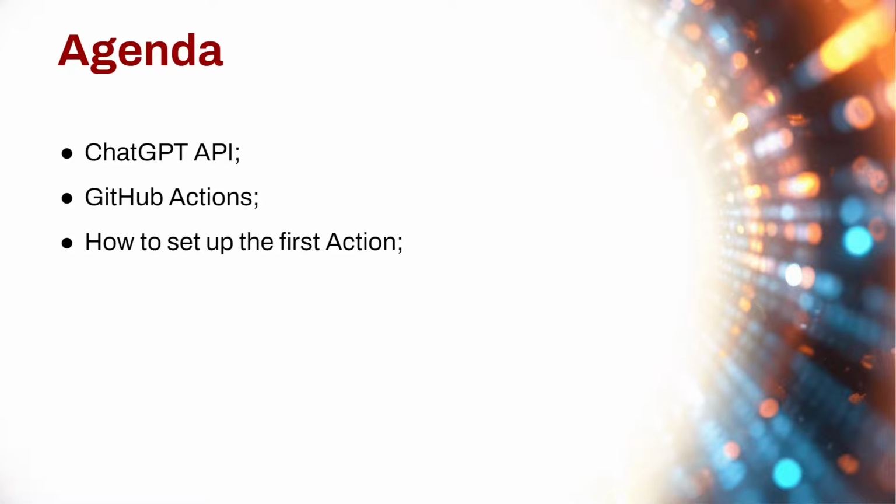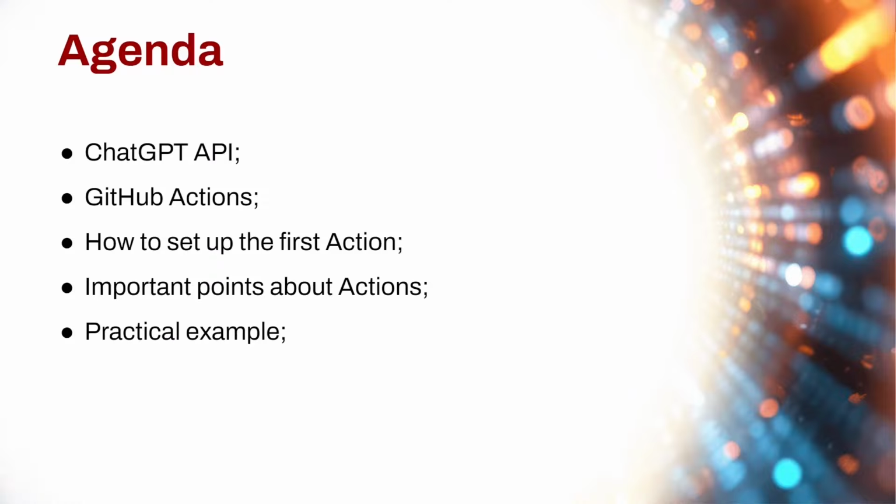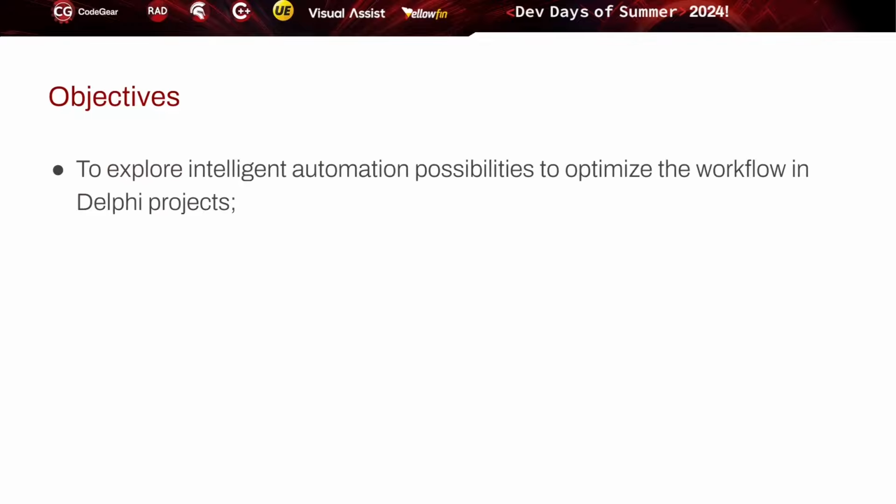Okay? So in this session, we will see about the ChatGPT API, what it is and how to integrate it with GitHub Actions, how to set up our first action, and important points about actions, and of course a practical sample, and the final considerations. The objective of this session is to explore intelligent automation possibilities to optimize the workflow in Delphi projects.